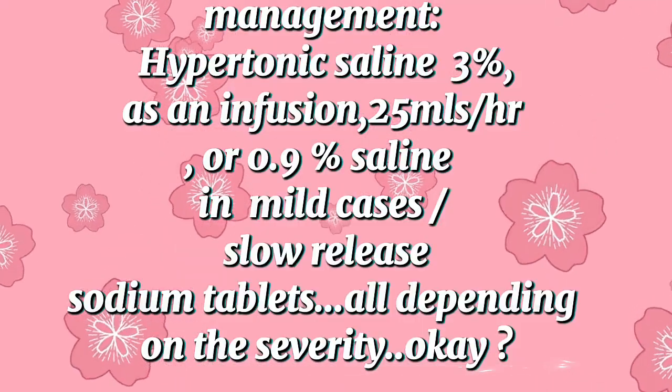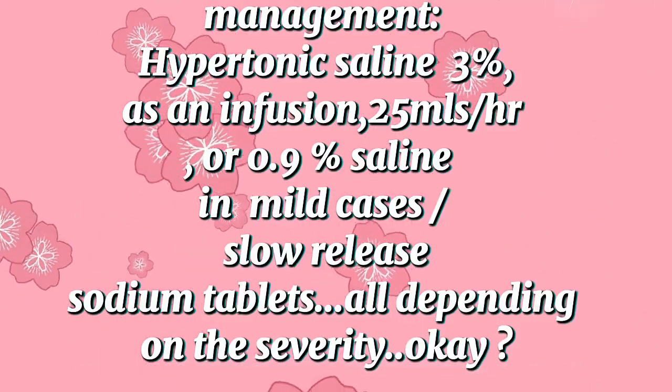But in severe cases, even if it's not that severe, as long as it's hyponatremia, 3% hypertonic saline is the fluid of choice for correcting this issue. Okay, so we are going to dive right into the magnesium issues. We're going to start with hypermagnesemia.